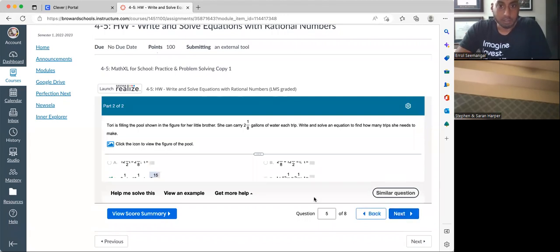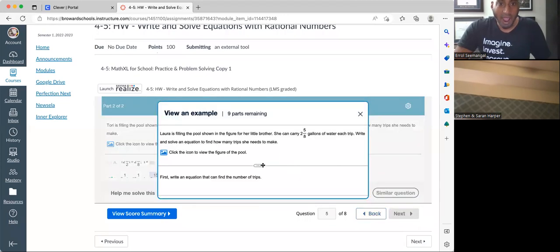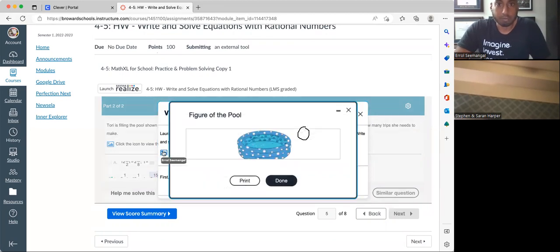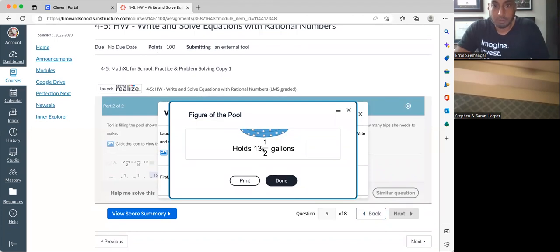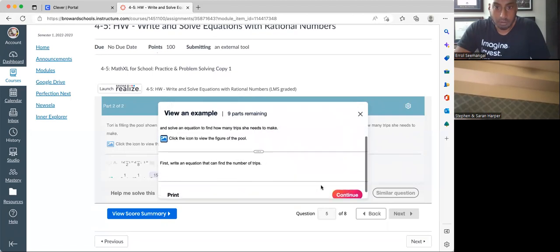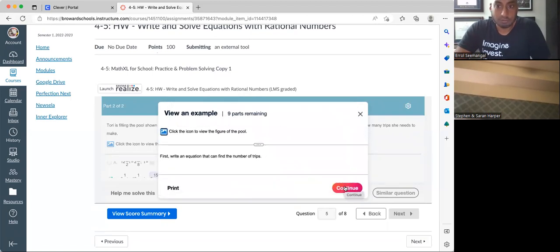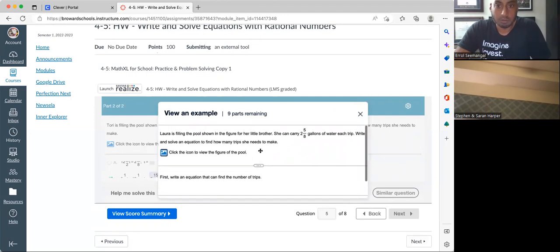Okay, this word problem, all right, let's try this. View an example. Okay, so she can carry this much gallons of water each trip, and the total, press the icon, press this little button right here. How much does the total pool hold? 13 and a half. Okay, 13 and a half. So look, what's the equation then? What's the equation for us? Scroll back, no, don't press continue, scroll up. We use this, and we use 13 and a half.